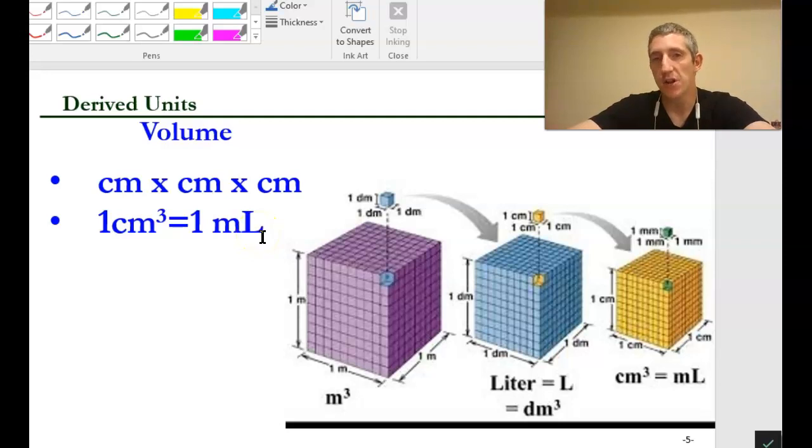So the very definition of a milliliter is how much liquid water can fill up this cube. Again, this cube has the dimensions of centimeters times centimeters times centimeters. I have a couple more cubes here. So if a centimeter cubed is a milliliter, well then what is a liter? If you notice here, it's a dm3, as in dm cubed.